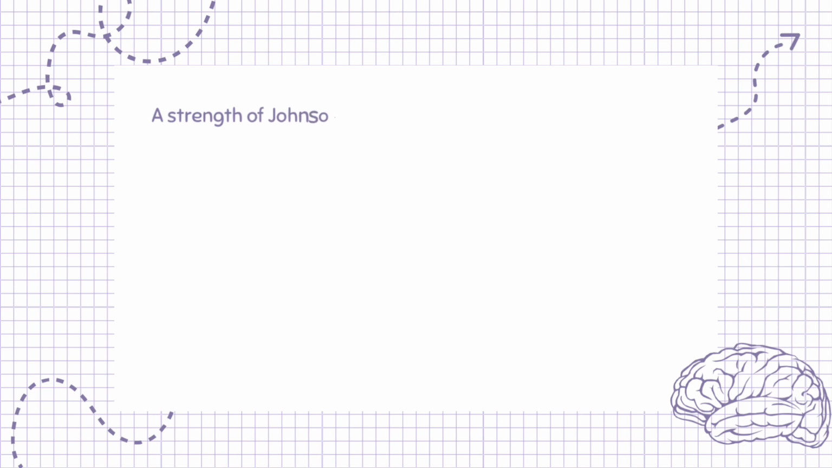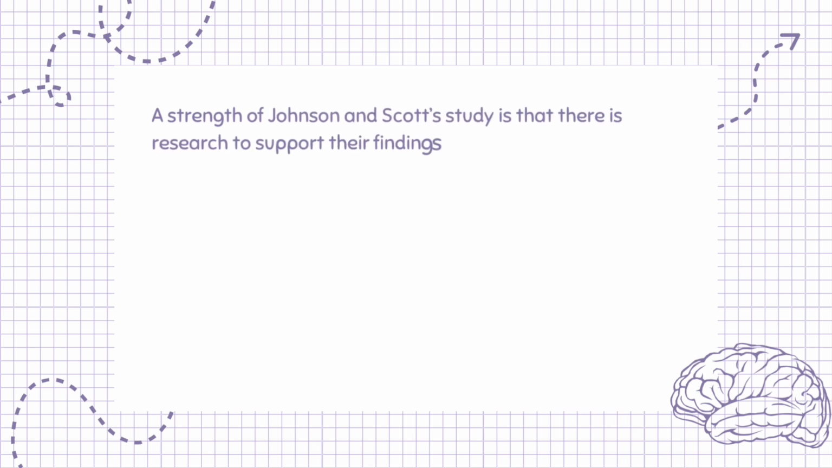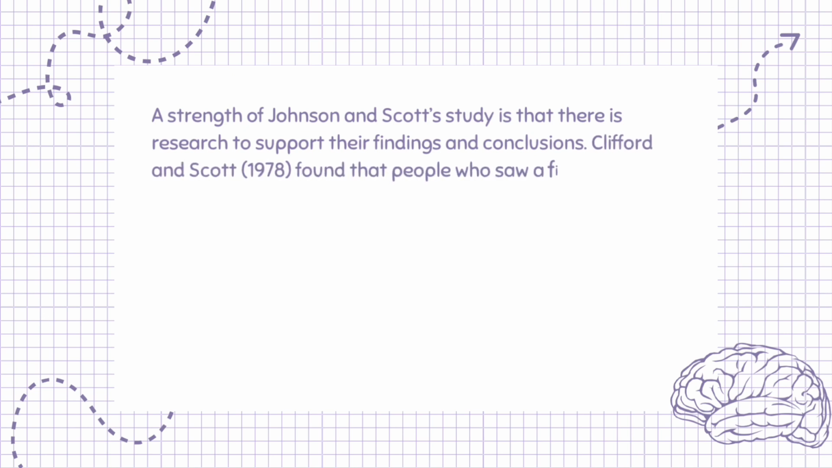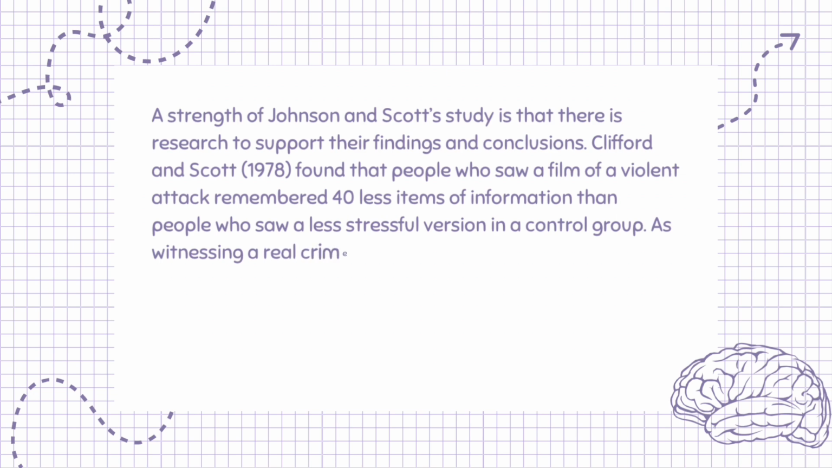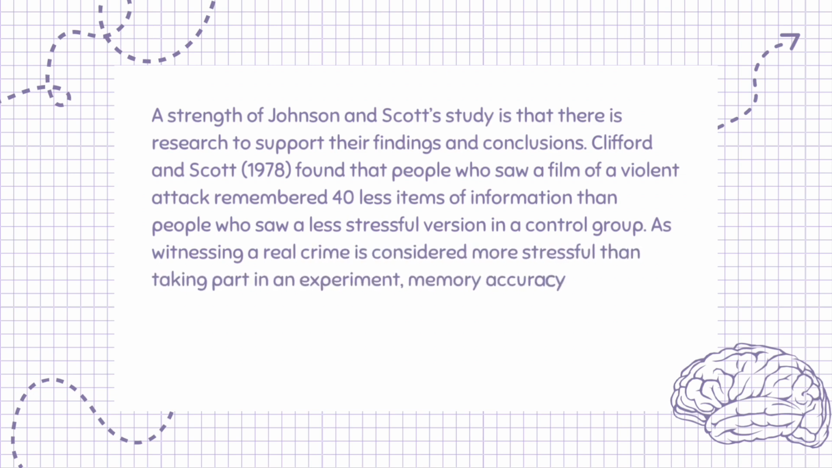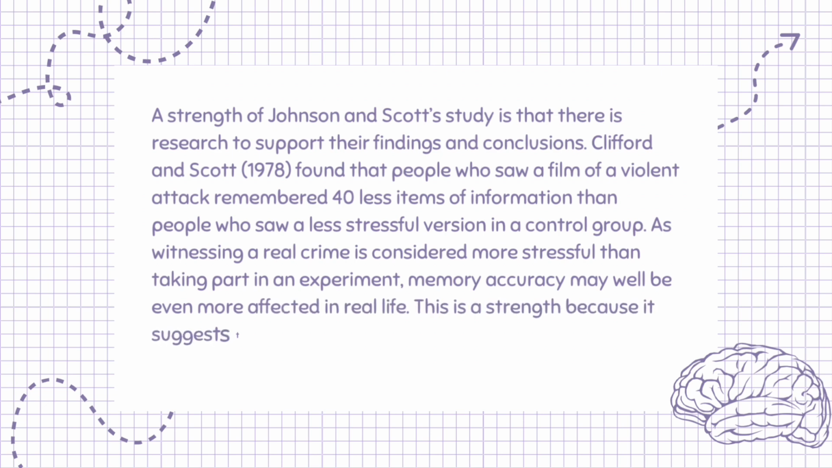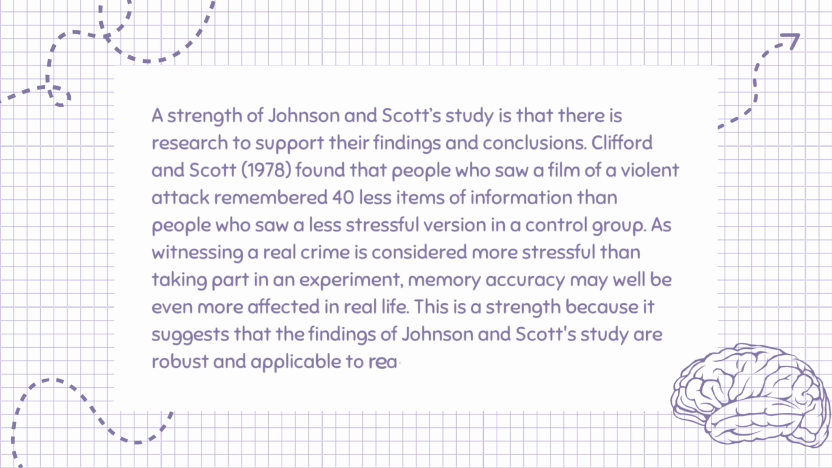A strength of Johnson and Scott's study is that there is research to support their findings and conclusions. Clifford and Scott, 1978, found that people who saw a film of a violent attack remembered 40 fewer items of information than people who saw a less stressful version in a control group. As witnessing a real crime is considered more stressful than taking part in an experiment, memory accuracy may well be even more affected in real life.